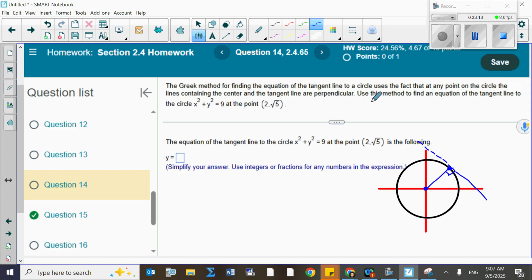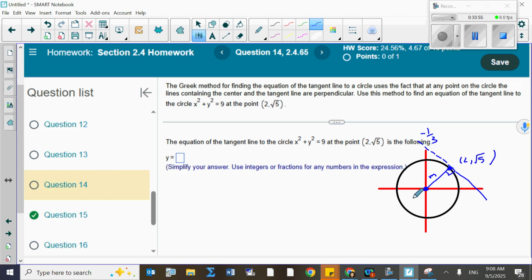Now, this is asking us to use this method to find an equation of the tangent line to this circle at the point 2 and square root of 5. The circle has a center at 0 and 0. And the radius is 3. Okay, the first thing that I know here is that if two lines are perpendicular to each other, their slopes are going to be reciprocal and opposite sign. That means if the slope of this line is m, this one will be negative 1 over m.